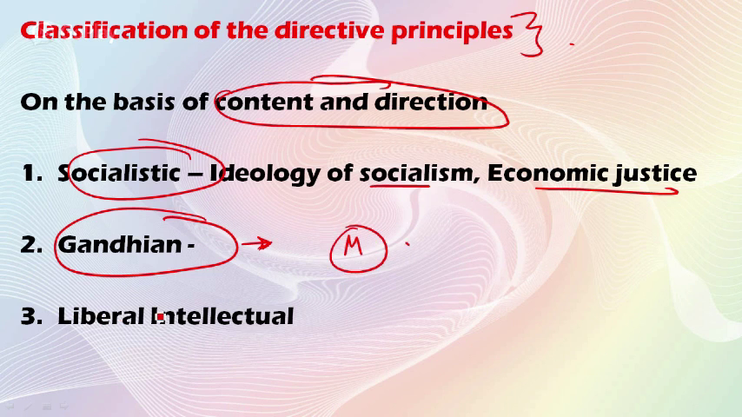And the third one is liberal intellectual principles. These are the principles based on liberalism, that means freedom of speech and expression, international cooperation, human dignity, dignity of labor. These are all the important things. And as I mentioned earlier, the directive principles are not classified by the constitution, but they can be classified into three important groups, that is socialistic, Gandhian and liberal intellectual principles.